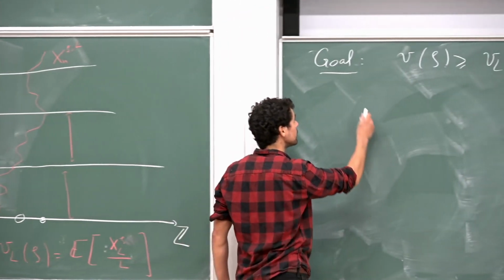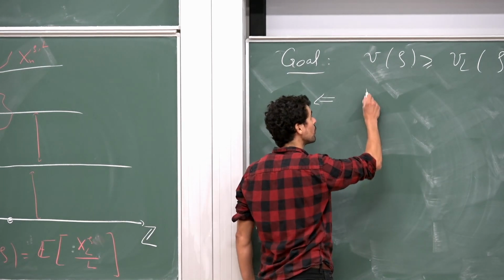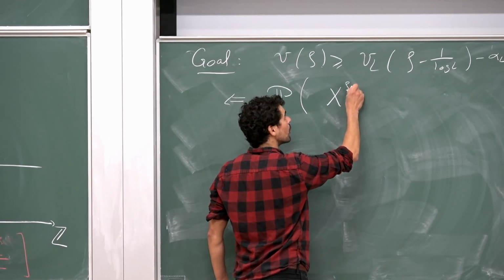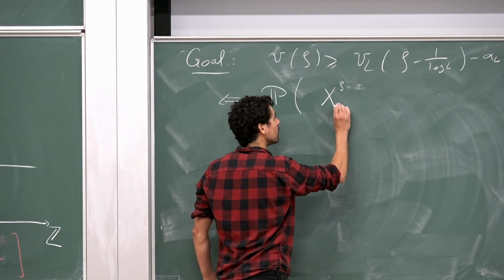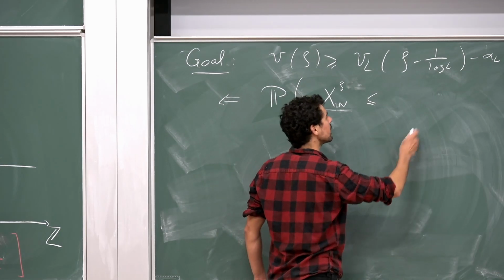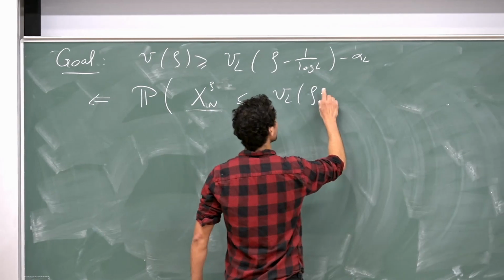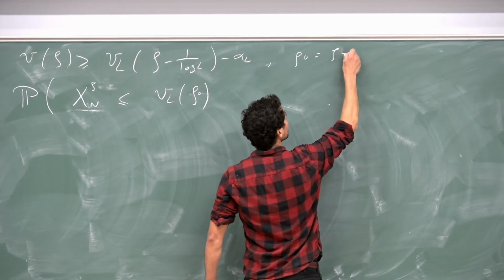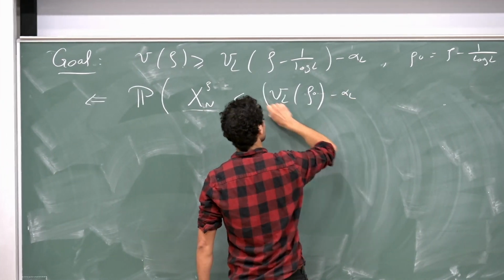So first, the statement is going to be implied by the following. If I look at the probability that X rho n is smaller than VL of rho minus, let me call that rho 0 right away. Okay, so rho 0 is rho minus 1 over log n. Rho 0 minus alpha L times n.